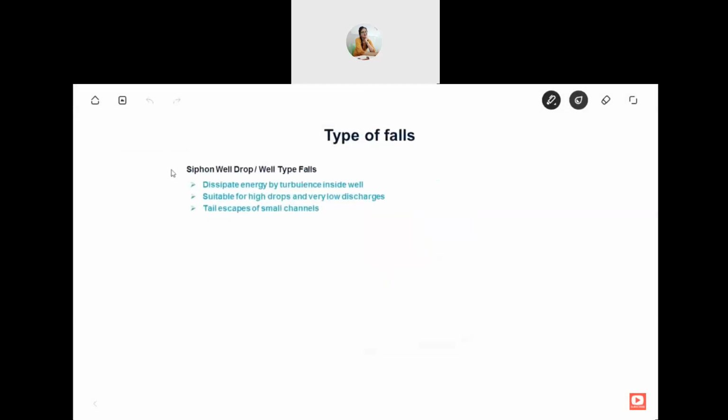The other type of falls is siphon, well drop or well type falls. What happens is here a well kind of structure is provided. Let us say water is flowing. So what you do is you direct everything through a small pipe kind of structure which falls into a well. Let us say this is the well, and here water falls with huge energy, and all this energy is dissipated by turbulence inside the well, like water keeps on mixing with huge power.